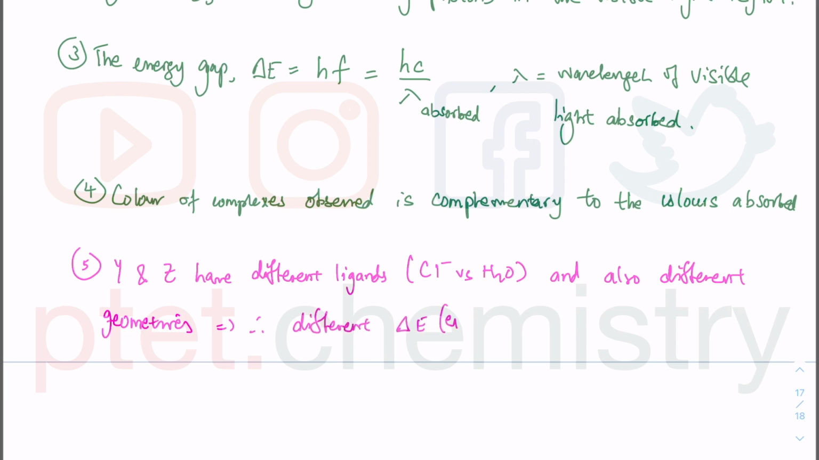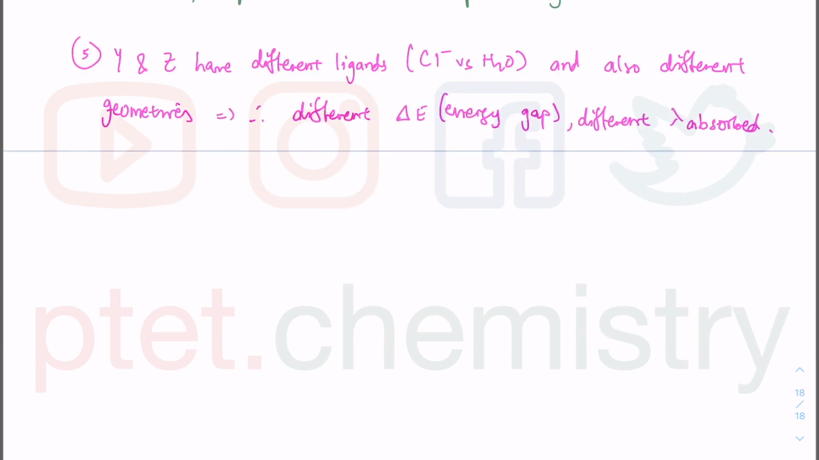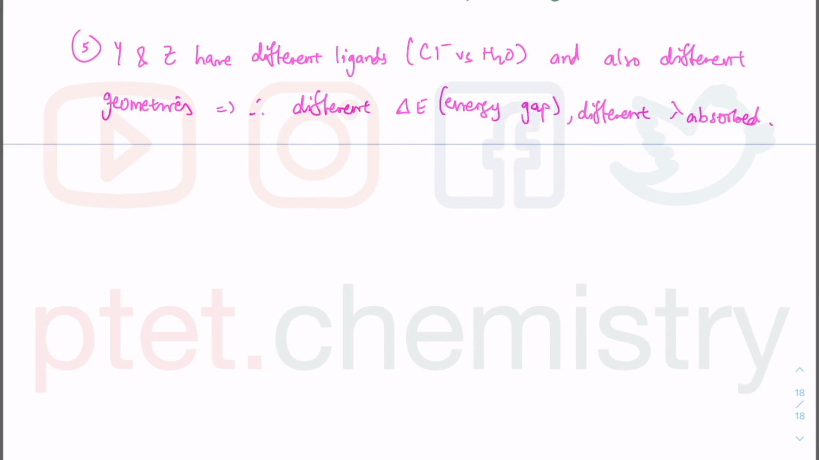This is the energy gap, which I already defined earlier. Different lambda absorb, which again I also defined earlier. So different lambda absorb means you will see different complementary colors. All right, I hope that makes sense there. So that's the end of that 12 mark traditional metal questions.